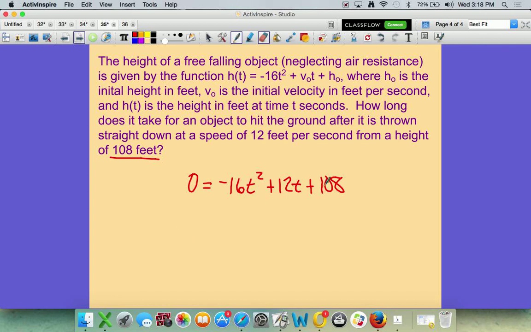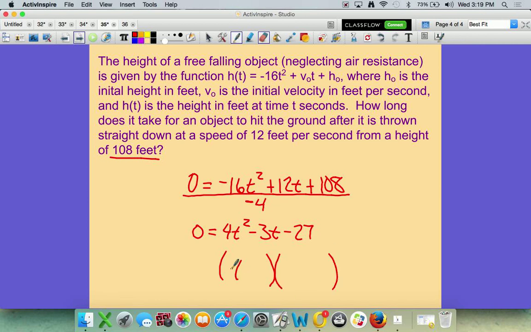Well, let's make this easier on ourselves. We can divide this whole thing by 4. So we've got 0 equals, and I'm going to divide by negative 4 to make this positive, so 4t squared minus 3t minus 27. Not super easy, but it does make things a lot easier to deal with. We've got a t in both of these. One's going to be a plus, one's going to be a minus.